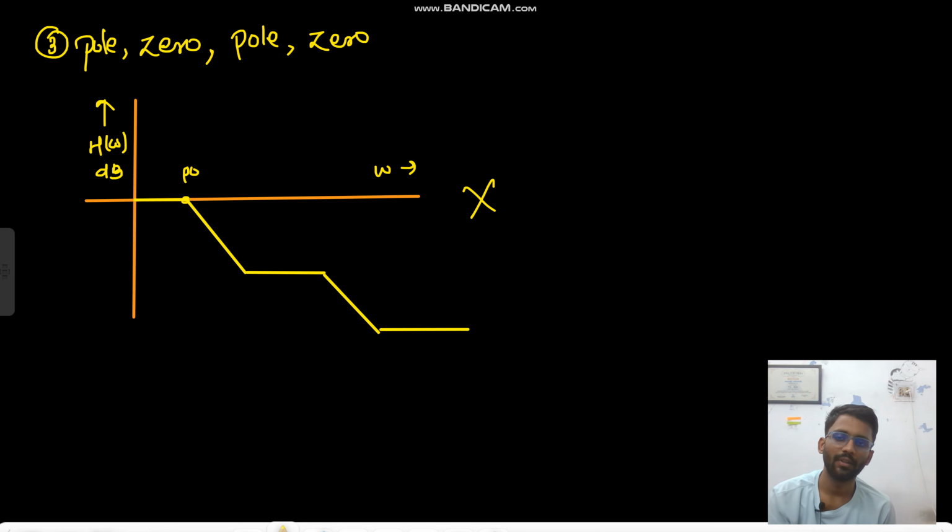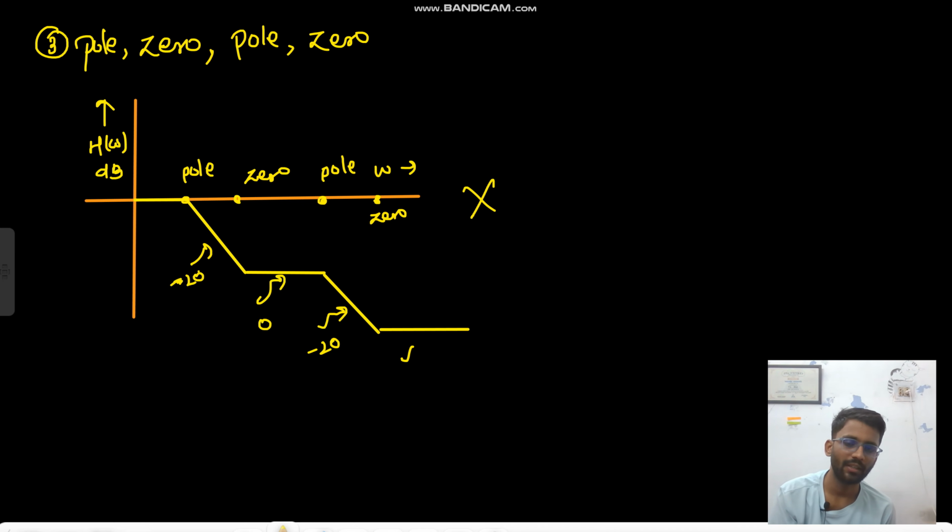Here you had pole, then 0, then pole, then 0. In this condition, what is happening is pole: minus 20 dB per decade, then 0 dB, then again minus 20 and then 0. Again this graph is taking place, so this is also not possible.